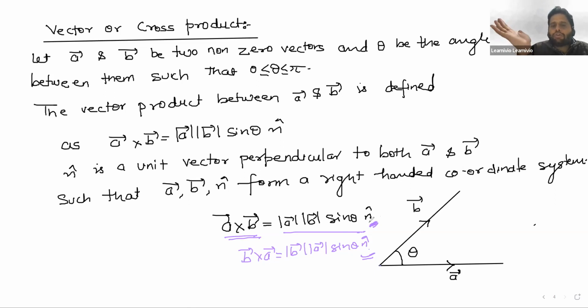If we are finding A cross B, then please do it with me. Put your finger in the direction of A like this. Move your finger in the direction of B, then check where your thumb is going. It is going outside the screen. So in this case, the n cap is perpendicular to both A and B, and its direction is outside the screen. That's why we will say this is a right-handed coordinate system.